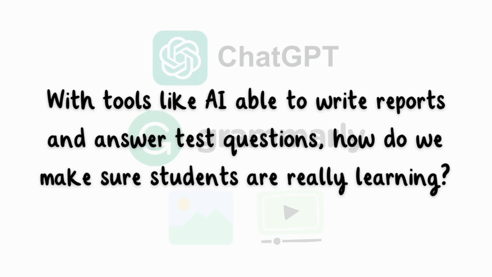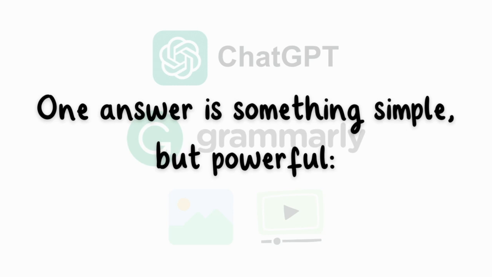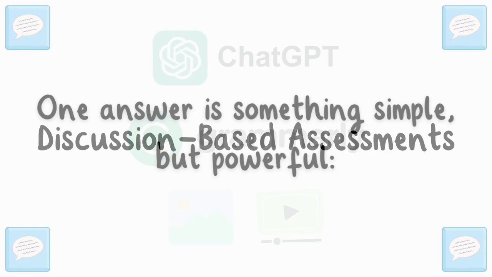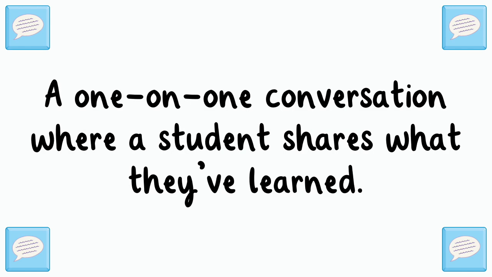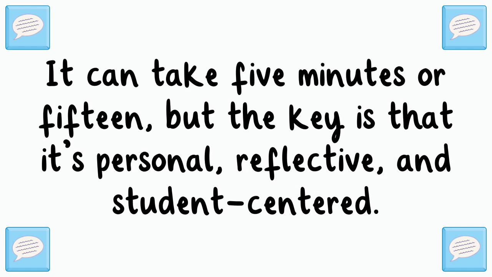With tools like AI able to write reports and answer test questions, how do we make sure students are really learning? One answer is something simple but powerful: discussion-based assessments, or DBAs. A discussion-based assessment is just what it sounds like: a one-on-one conversation where a student shares what they've learned. It can take 5 minutes or 15, but the key is that it's personal, reflective, and student-centered.